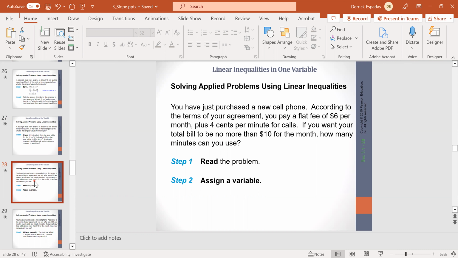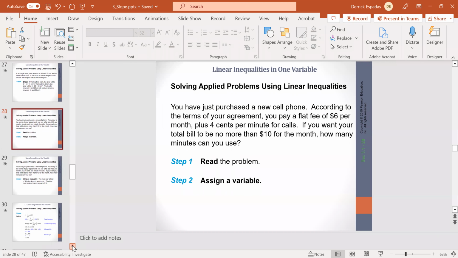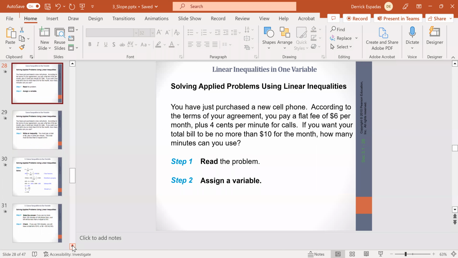So first of all, this is a really old problem because that's how cell phones used to work like 20 years ago. But it's a very mathy problem, so we'll use it. But yeah, we used to pay by the minute. So let's just work it. We read the problem, read it again, see if you notice anything of interest in there or something that jumps out to you. We assign a variable.